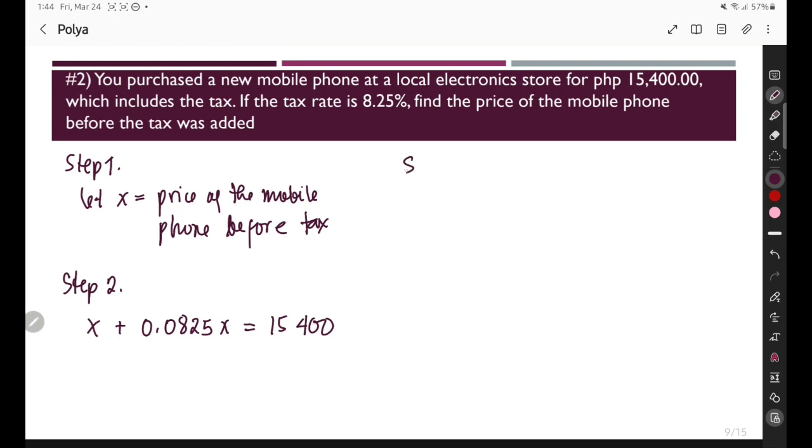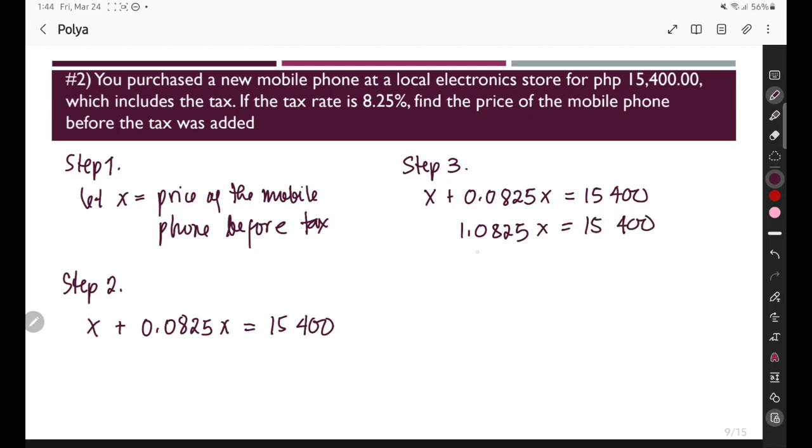So for step 3, we're going to solve x plus 0.0825x is equal to 15,400, so that's 1.0825x is equal to 15,400. Divide both sides by 1.0825.